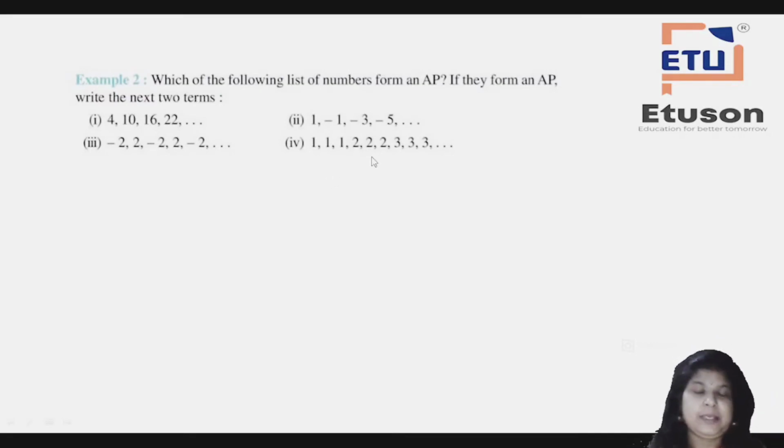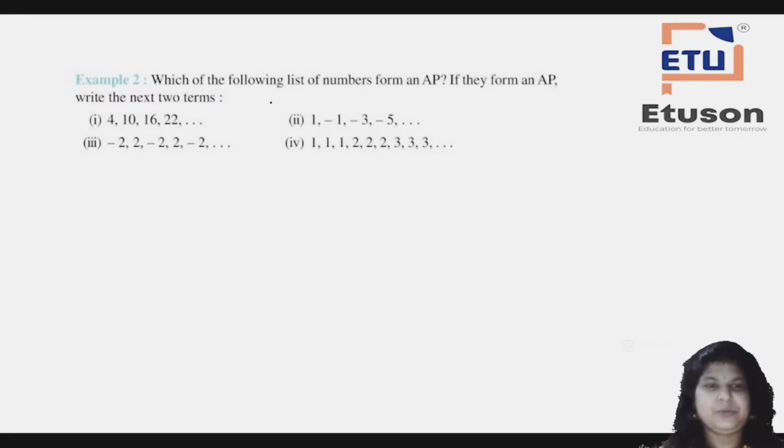Now let us take one more example to understand how to find out the common difference. Which of the following list of the numbers form an AP? If they form an AP, write the next two terms. Okay, so let us take bit 1. So what is there in your list? It is 4, 10, 16, 22.